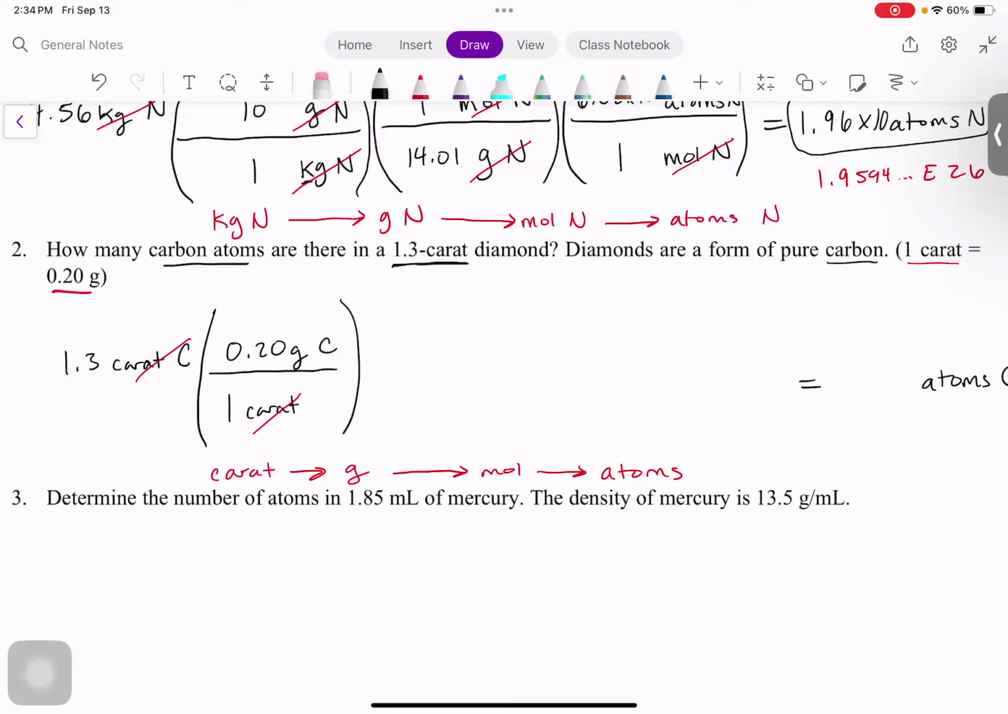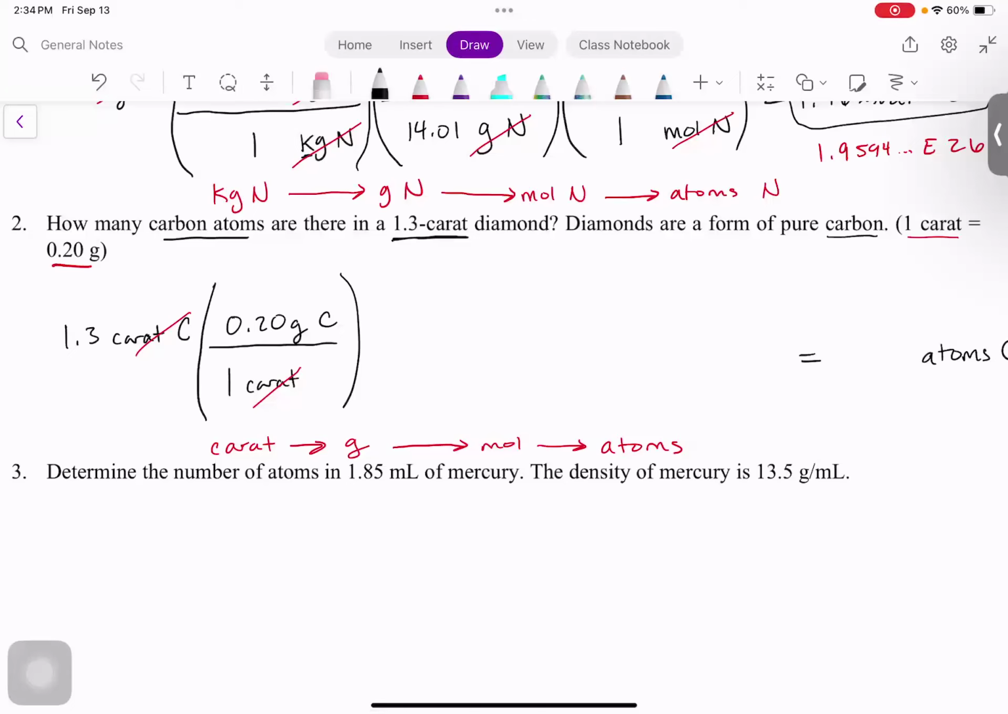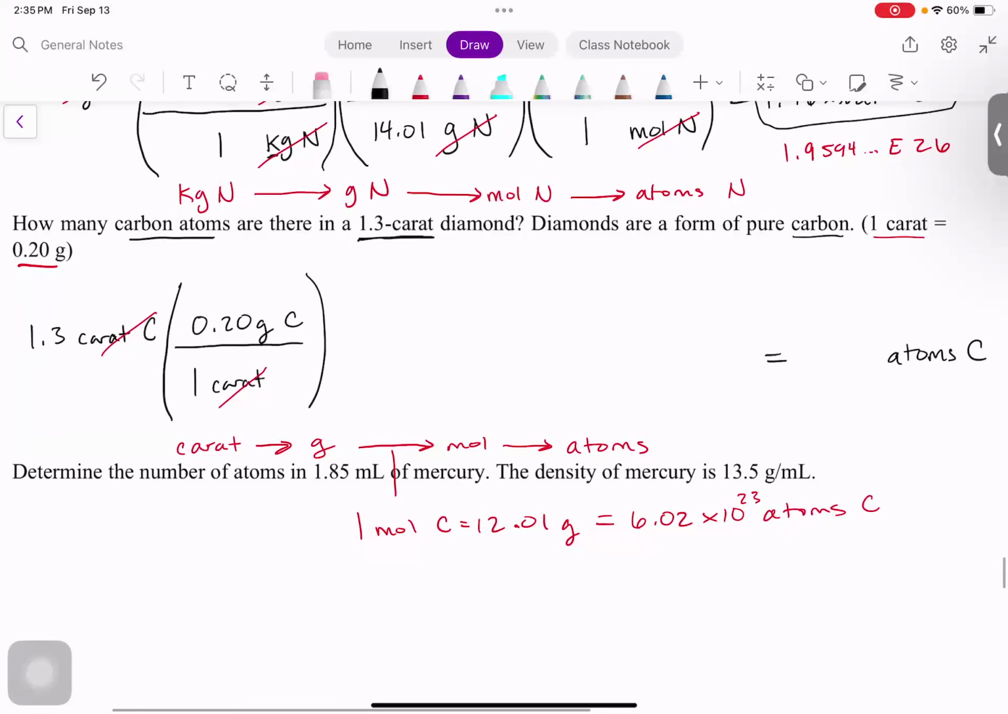Converting from grams to moles, this is where I've got to use my periodic table. The periodic table tells me that 1 mole of carbon has a mass of 12.01 grams. And because it's the mass of 1 mole, this 12.01 grams is also the mass of 6.02 times 10 to the 23rd atoms of carbon. So we can use these relationships to find the number of atoms of carbon in this sample. Let's go ahead and do that.